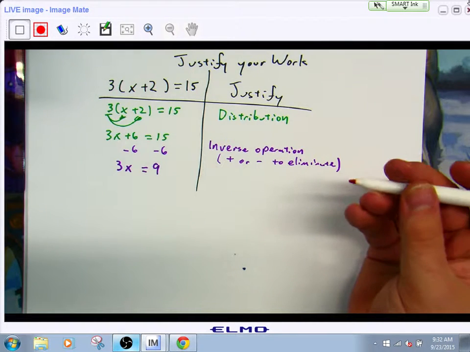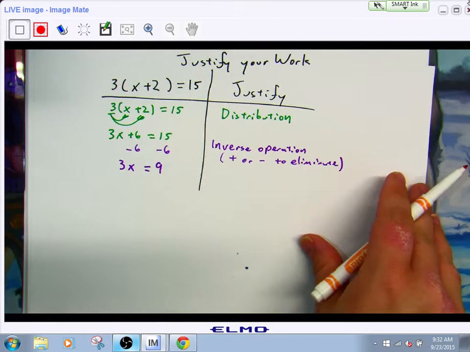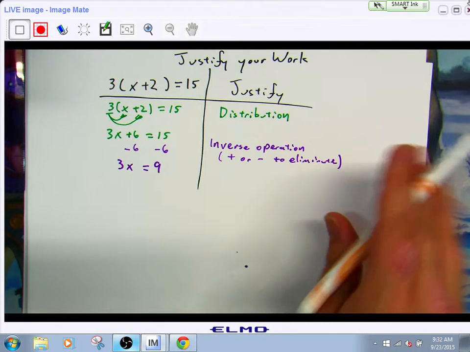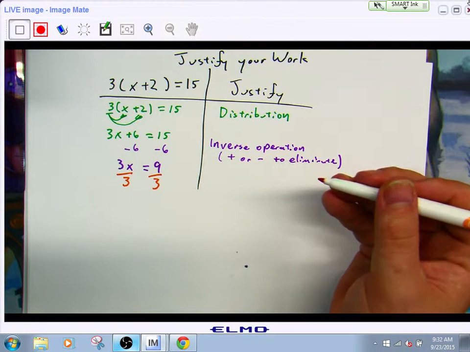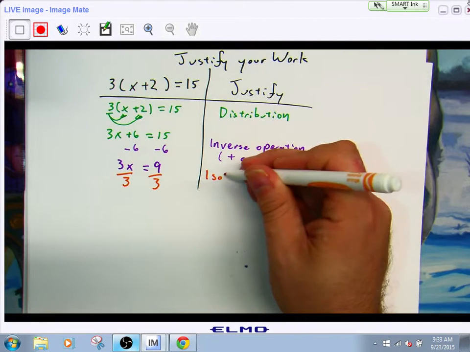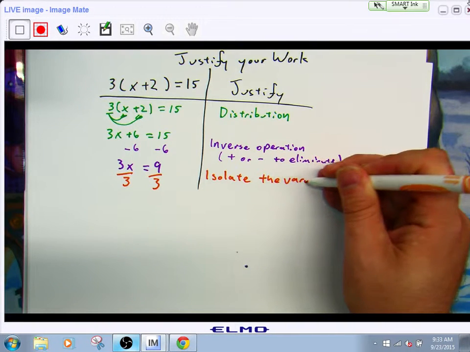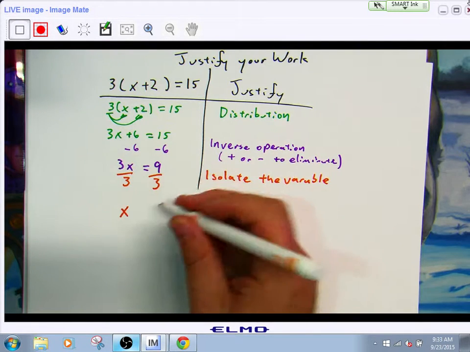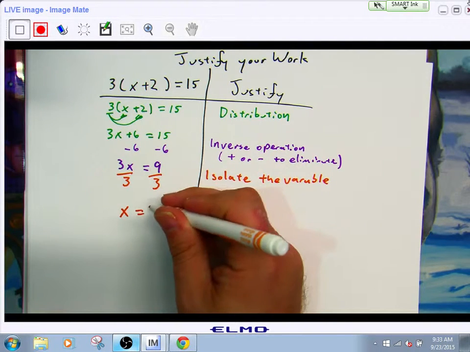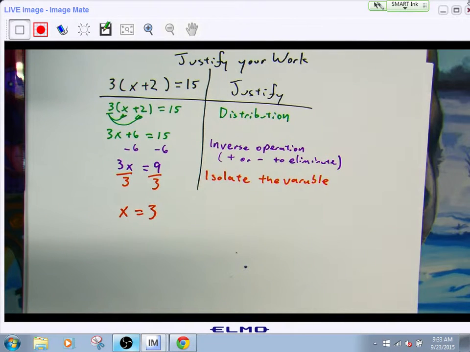Finally, for this problem, what I see here is I have 3x equals 9. I want to get x by itself, and I'm going to do that by dividing by 3. This step specifically is called isolating the variable. Isolate the variable. And I do that because 3 divided by 3 becomes 1, or x. 9 divided by 3 becomes 3. And so now I have solved my answer, or I've solved for my equation.